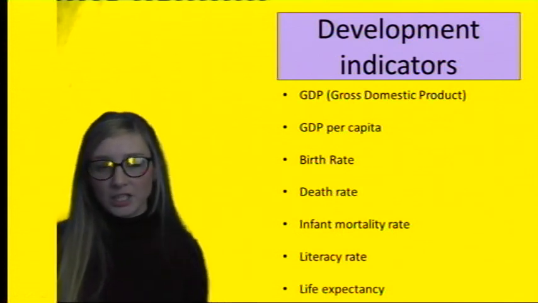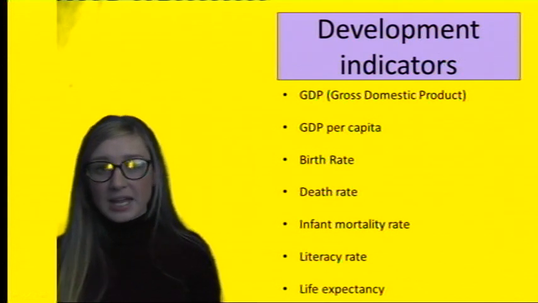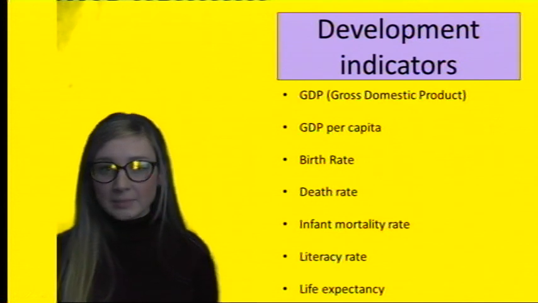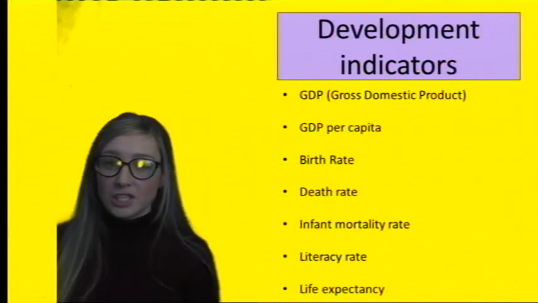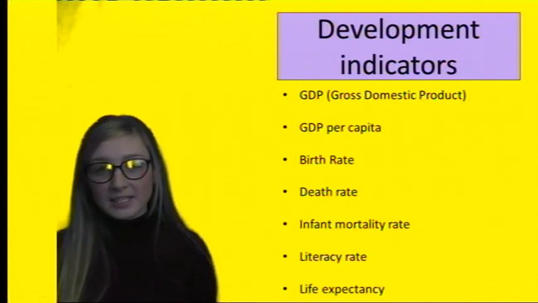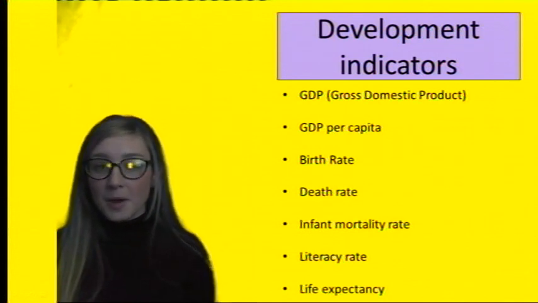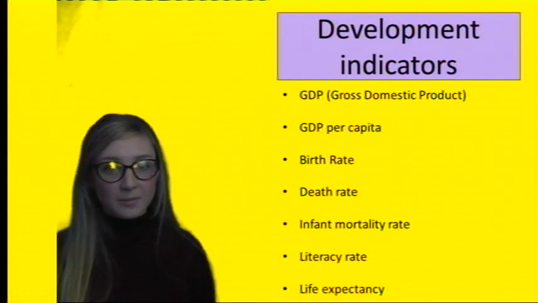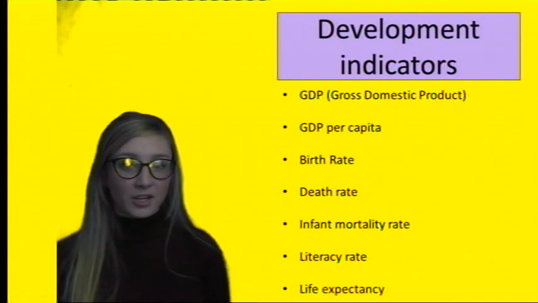So first of all we've got GDP, which is gross domestic product, and this is the total amount of goods and services that are within a country and it is measured in US dollars. GDP per capita is exactly the same except per capita means per person, so the total amount of goods and services in a country that is divided by the total amount of people that are in that country.